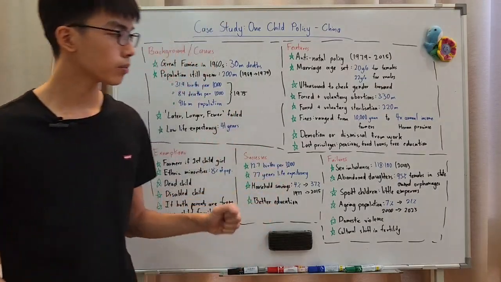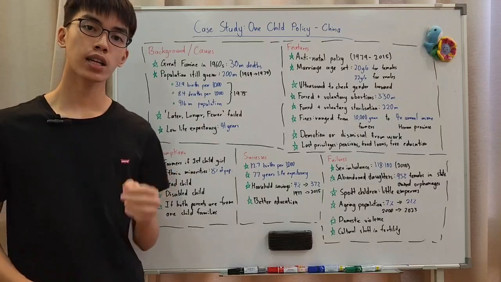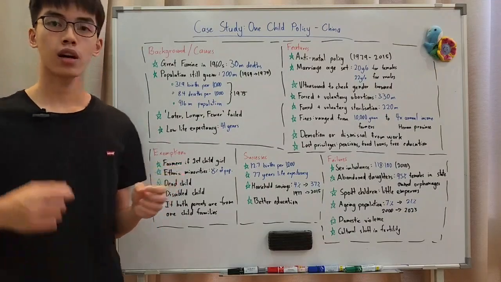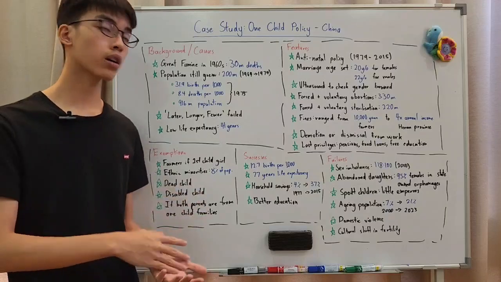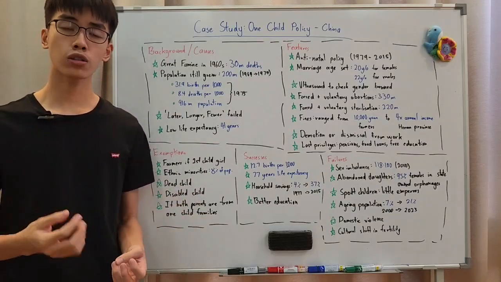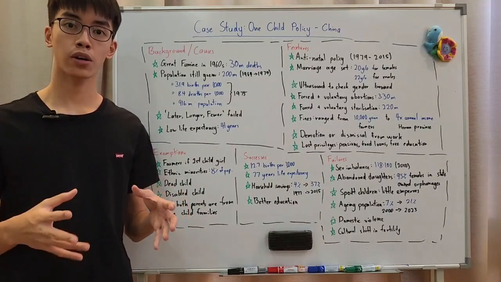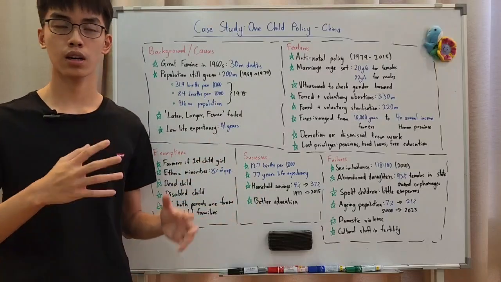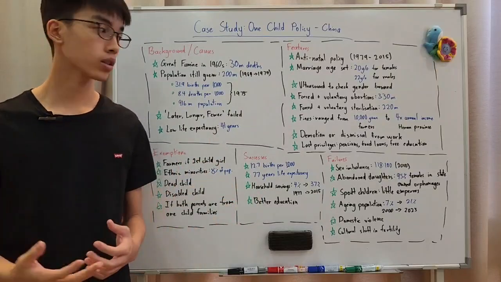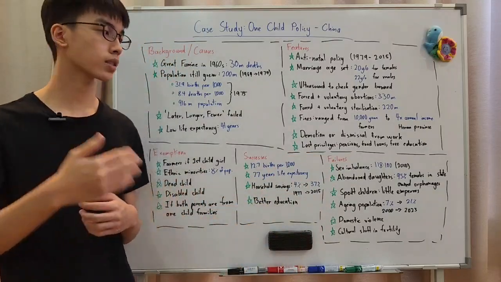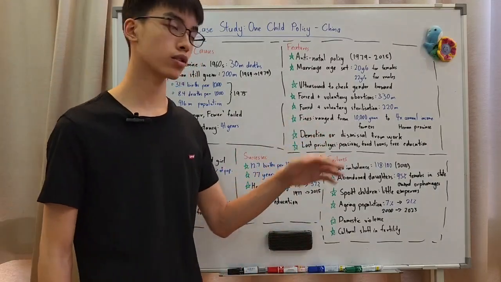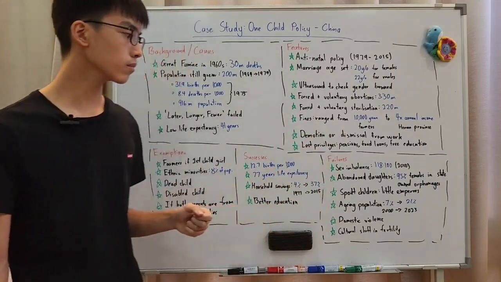Failures, however: the one-child policy created a sex imbalance. Again, remember this idea of males being preferred in Chinese culture. You did have some abortions of females early on, and also a lot of the time baby daughters were left in wells, abandoned, or killed, and therefore you have a sex imbalance of 118 men per 100 females in 2010.